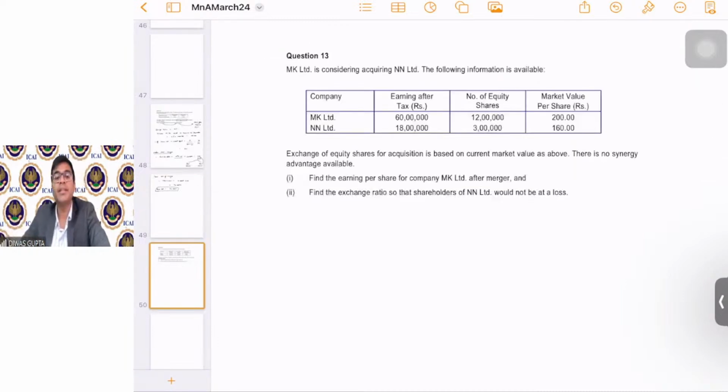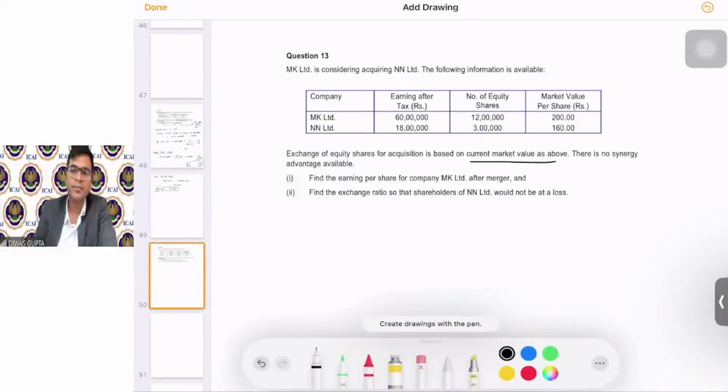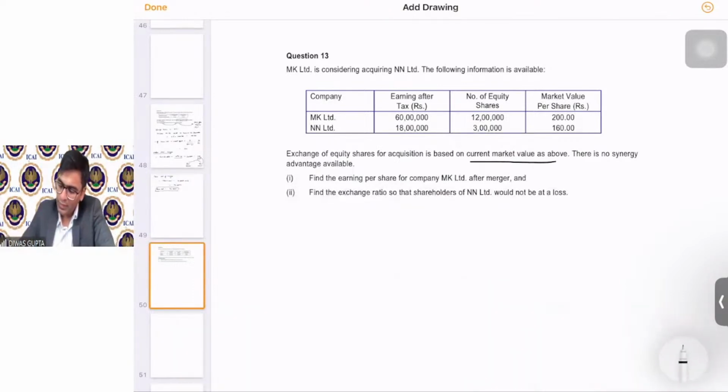Next question. Question number 13. MK Limited is considering acquiring NN Limited. The following information is available: earnings after tax, number of equity shares, and present market value per share. Exchange of equity shares for acquisition is based on the current market value as above. There is no synergy advantage available. Find the earnings per share of company MK Limited after merger and find the exchange ratio so that the shareholders of NN Limited will not be at loss.